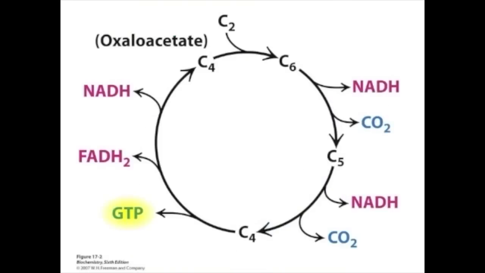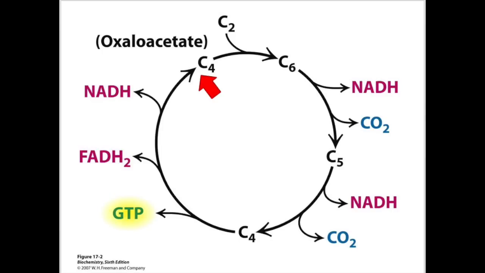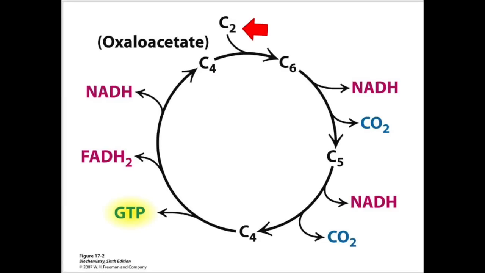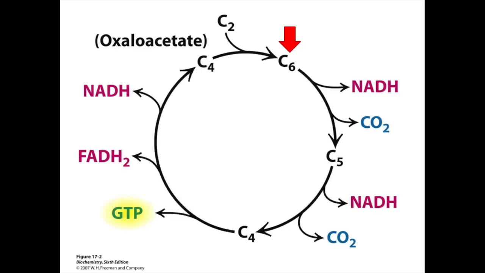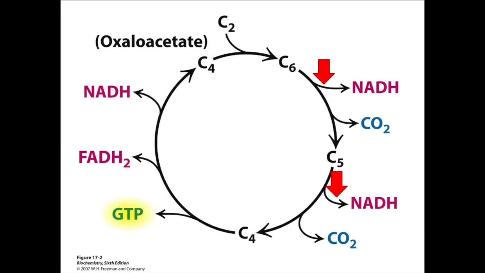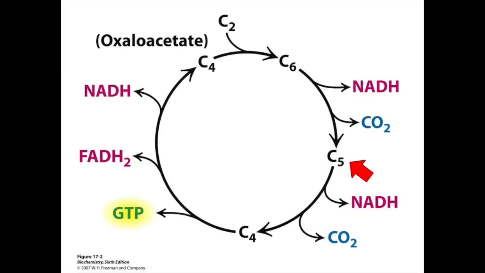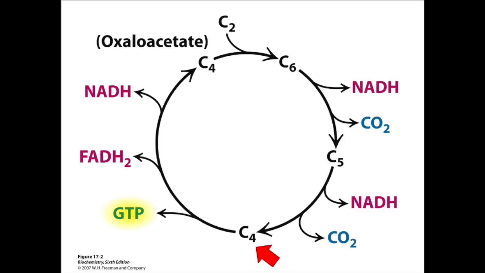So let's look at this as an overview to really figure out what's going on here. We're going to start and end with a 4-carbon molecule, oxaloacetate. We're going to bring in 2 carbons in the form of an acetyl group to yield a 6-carbon molecule. Then there are going to be 2 oxidative decarboxylations in succession. Each one will yield NADH and CO2. After the first one, we'll have 5 carbons. After the second one, we'll have 4 carbons.